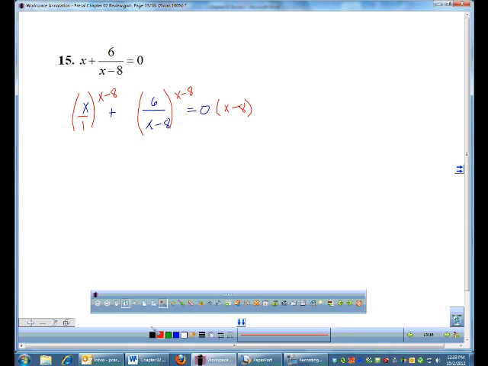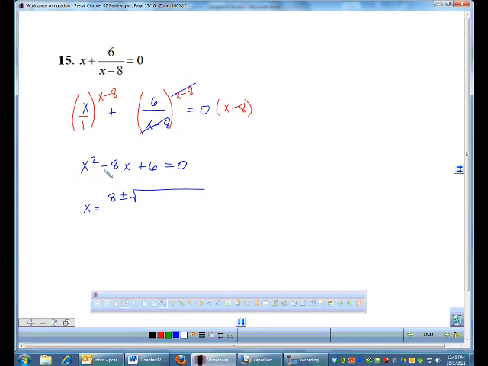X times x minus 8 is x squared minus 8x. Those cancel, leaving you with just a plus 6 equals 0. Then you need factors of 6 to add up to 8. I don't think there are any, which means you'll have to use the quadratic formula. So negative b plus or minus the square root of b squared, negative 8 squared is 64, minus 4 times a, which is 1, times c, which is 6, all over 2 times a, which would be just 2.